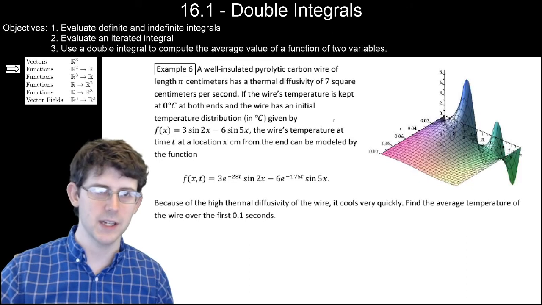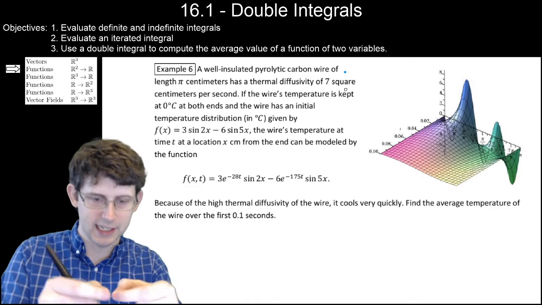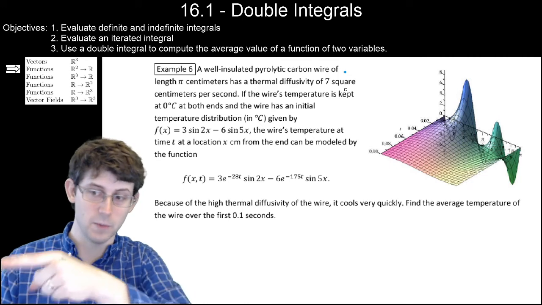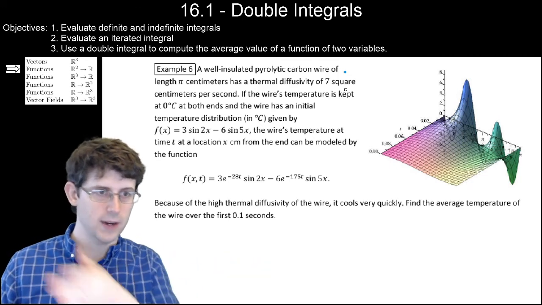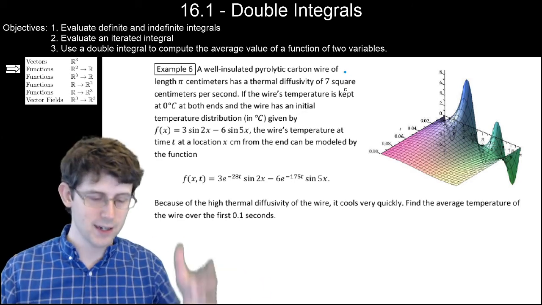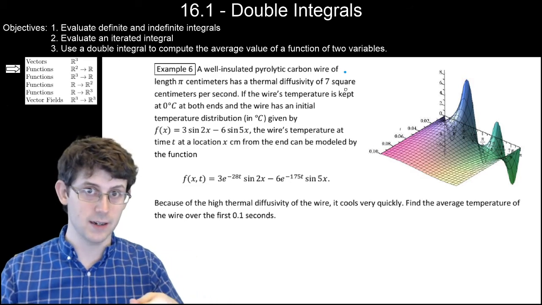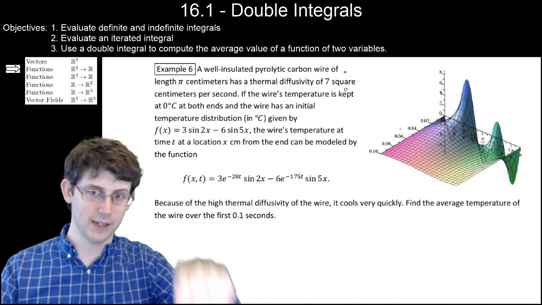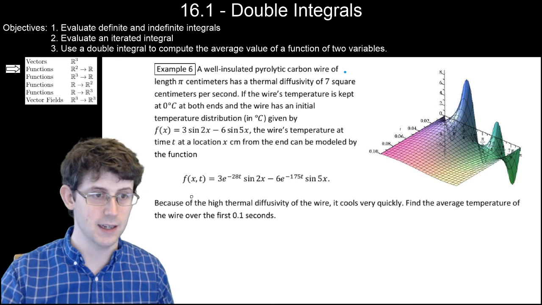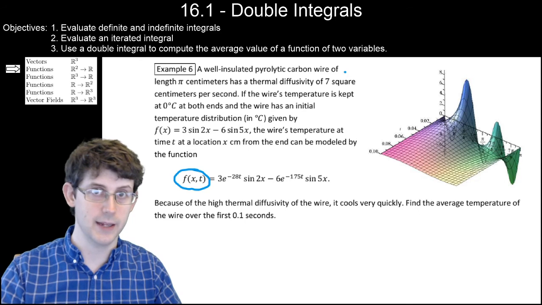Okay, why would we ever do this? Well, in this problem, we're talking about a piece of wire which has an x component to it, and it has temperatures at different points on the wire. So x here is a length measurement. But then we're also letting the wire progress through time, so it has a time element. The temperature of the wire depends on what spot you're looking at on the wire and how much time has elapsed. So the temperature function is a function of two variables, the location and the time.